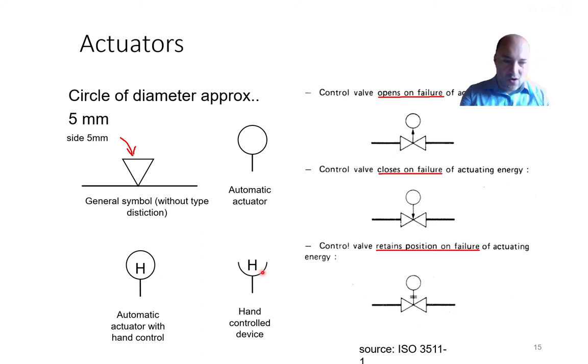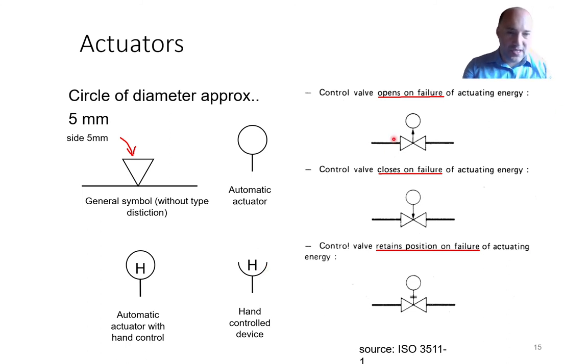If it is only hand operated, it is a semicircle like this with the letter H. So this means it's a hand control device. There will be no input signal going in there, but someone will really need to operate it manually by hand.